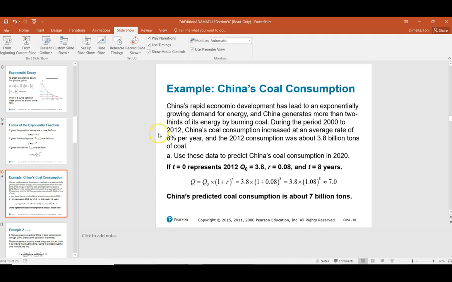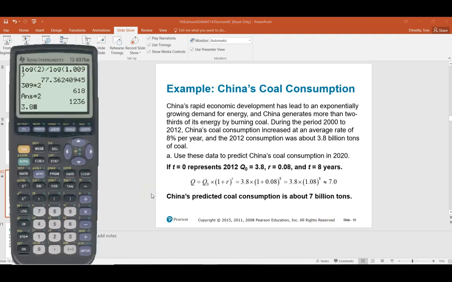Well, 8% as a decimal, that's going to give me my rate. That's 0.08. That's going to go added into here since it's an increase, and I started at 3.8 billion. So I have 3.8 times 1 plus the 0.08, which of course is just 1.08. And I want to know what happens in 2020. That's 8 years after 2012. So I'll raise that to the 8th power, and I'll get about a 7. If I want to plug this in my calculator, I get 3.8 times the 1 plus 0.08, and then I want to raise this to the 8, and there's about a 7.